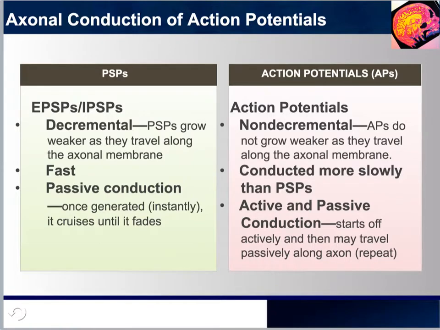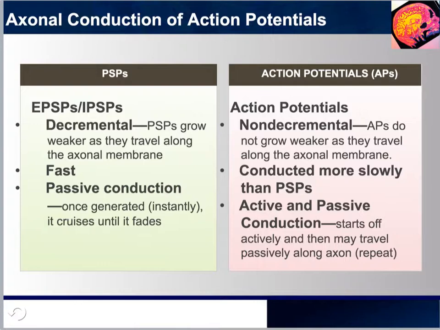Action potentials and PSPs, which come in the form of EPSP and IPSP, differ in the way they are conducted through the axon. We know that PSPs are conducted through the axon in a decremental fashion. That is to say that they grow weaker as they travel along the axonal membrane. Once generated, they kind of cruise until they fade, meaning they get weaker as they travel. They climax at some point. You may remember that we went through that process and then it went lower.